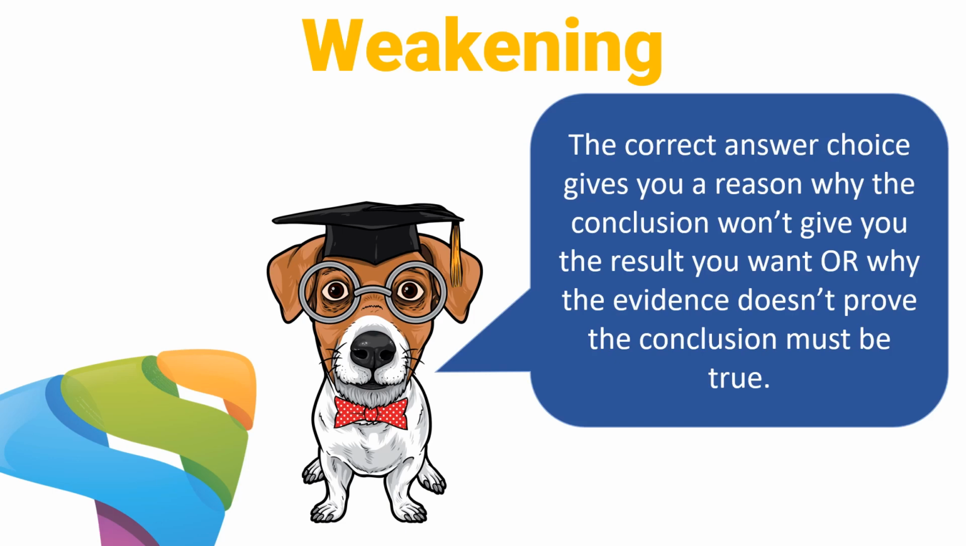On weakening questions, you're looking for reasons why things won't work. Specifically, you're looking for a reason why the conclusion won't give you the result you want or you're looking for a reason why the evidence doesn't necessarily prove the conclusion must be true. If you look out for those two things, you're going to get every single weakening question right every single time. Okay, great job.